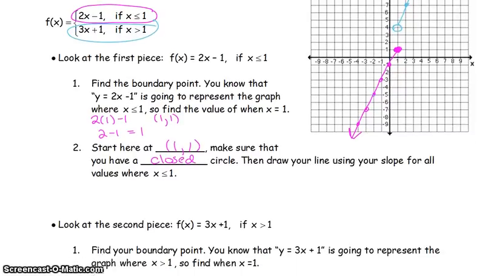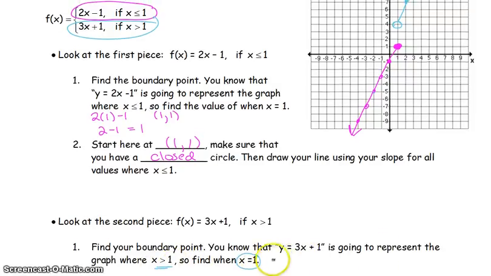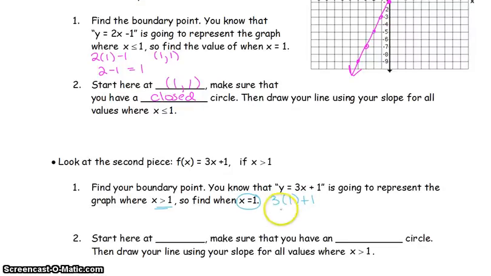The second way to do it, again, is to look at the second piece, your boundary point. You know that 3x plus 1 is going to represent the graph when x is greater than 1. So we're going to plug in when x is 1. So we've got 3 times 1 plus 1. That gives us 3 plus 1, which is 4. So we had an x coordinate of 1. We found that our y coordinate is 4. So our starting point is going to be at 1, 4.